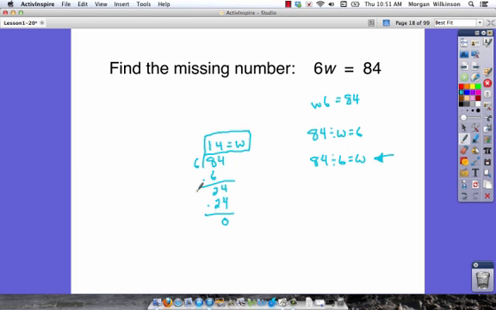Now to check our work, we'll go back through and make sure we're correct. We're going to say 6 times 14, or 14 times 6. That should be equal to 84, because that's what our original problem says. So 4 times 6 is 24. 6 times 1 is 6, plus 2 more is 8. We get 84. We got the answer right. You can put a check mark next to it.